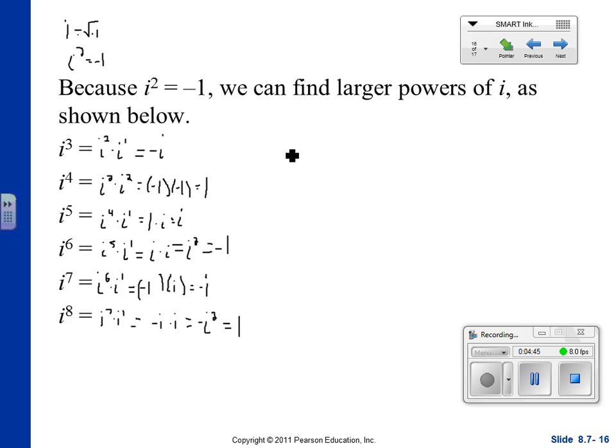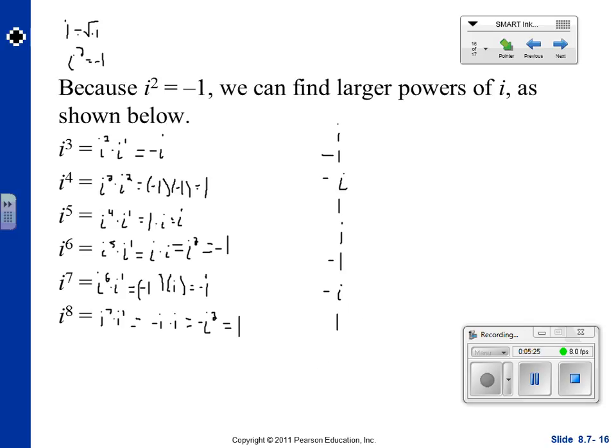So you may have seen a pattern here. We have, starting out, i to the 1, which is i. Then you have i squared, which is negative 1. Then i cubed, which was negative i. Then i to the 4th, which is 1. Then i to the 5th, which is i, then i to the 6th, which is negative 1, i to the 7th, which is negative i, i to the 8th, which is 1. So see, we got a pattern. i, -1, -i, 1. i, -1, -i, 1.